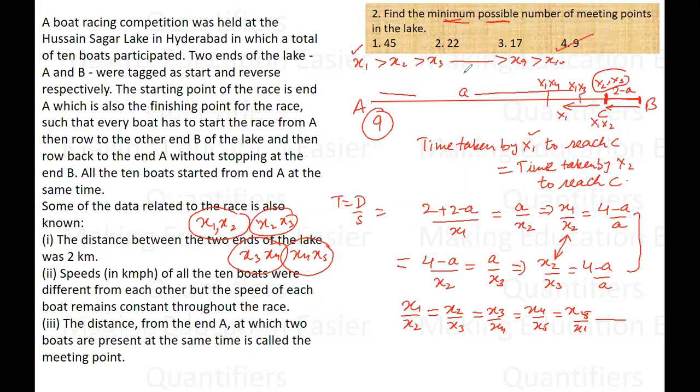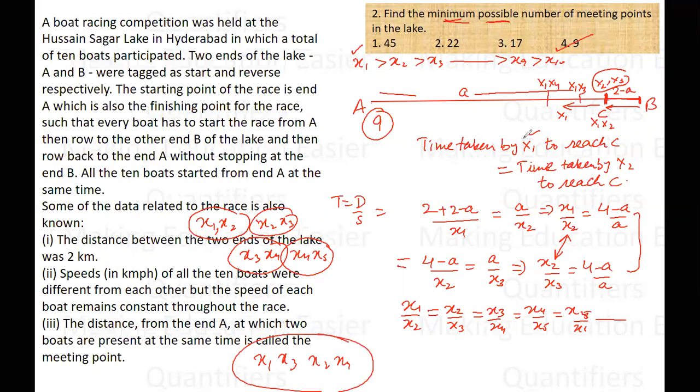So I am assuming that x1 and x2 are meeting at point C, x2 and x3 are meeting at point C, x3 and x4 are meeting at point C, x4 and x5 are meeting at point C, and so on. Right, so at least 9 meeting points are there. Now you can ask me the next part: what about x1 and x3, what about x2 and x4, what will happen for them? The logic is the same.